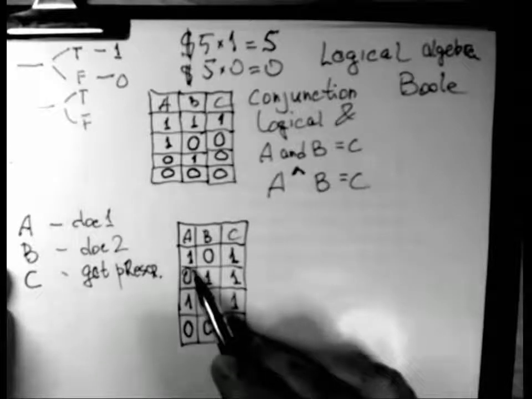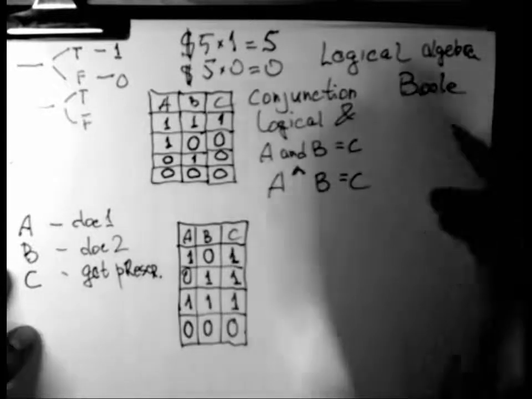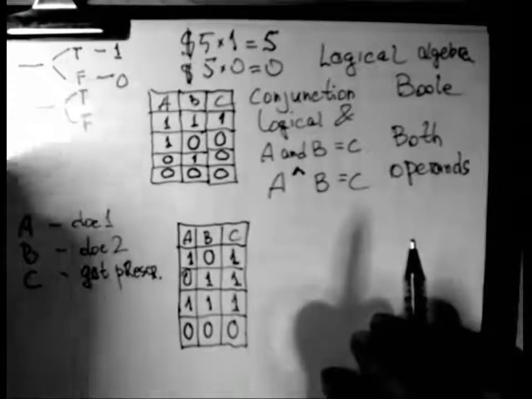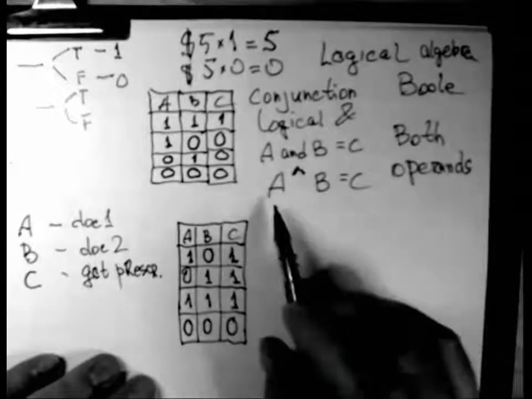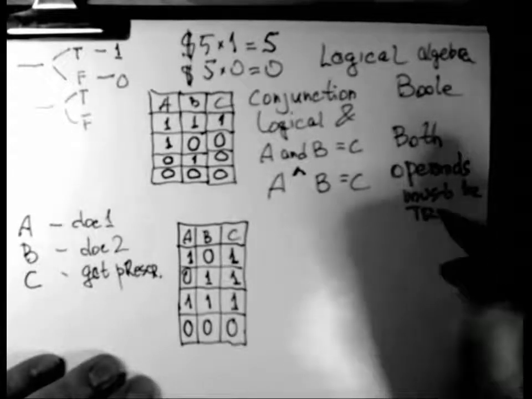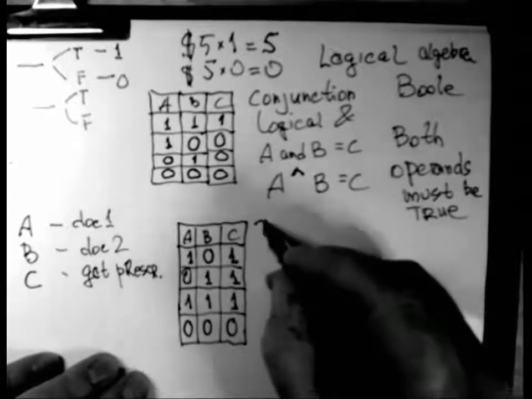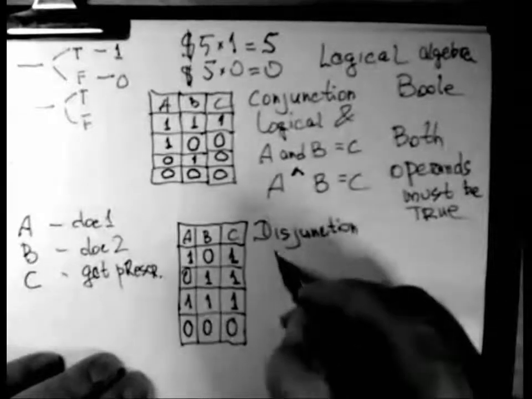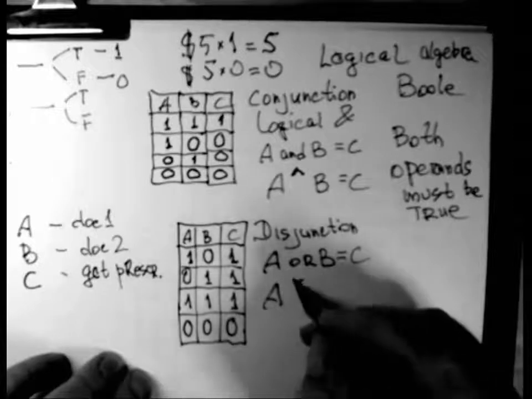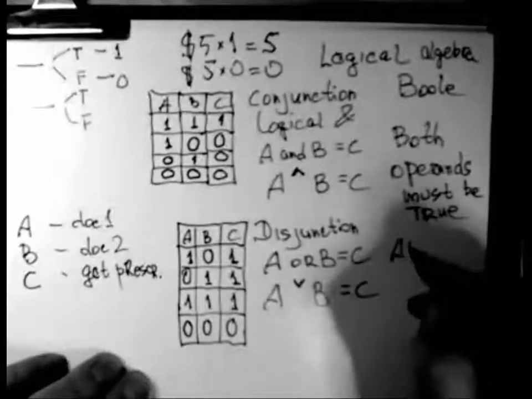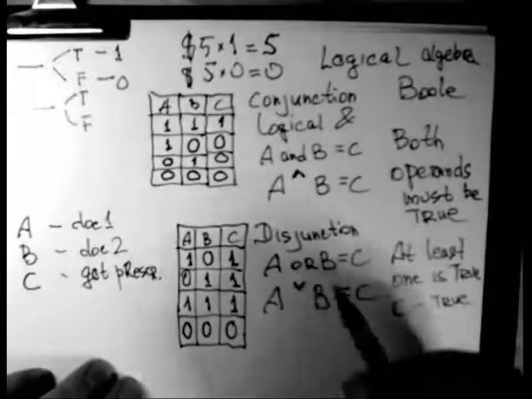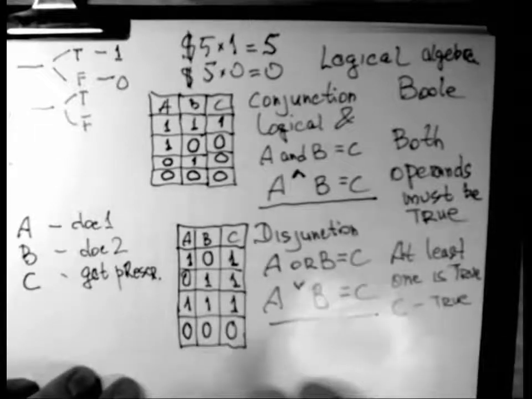At least one is true and the entire result is true. So in this case, both operands. Why do I say operands? Because a logical operation is an operation between operands. A and B are operands. In this case, it looks like a disjunction, and looks like this: A or B or C. The algebraic symbol is like this: A or B is equal C. And this means at least one is true, C is true. Disjunction.